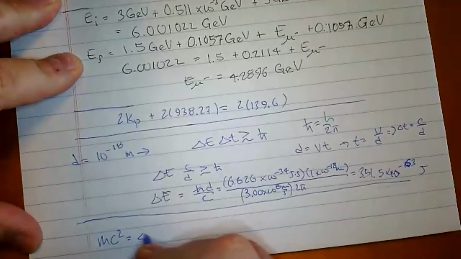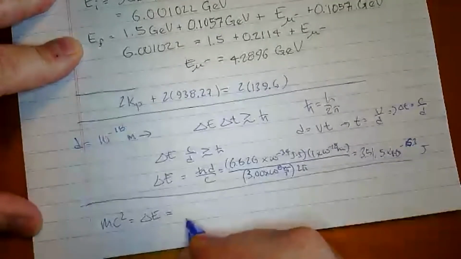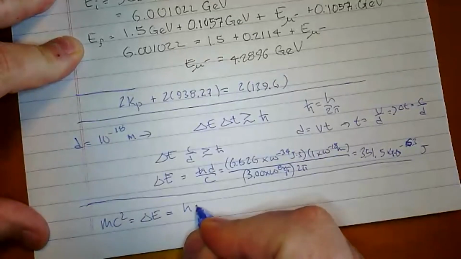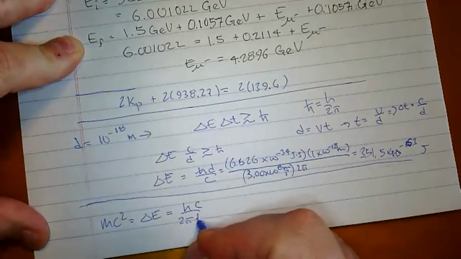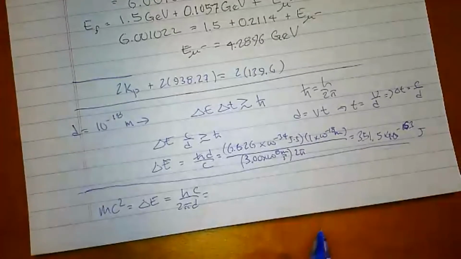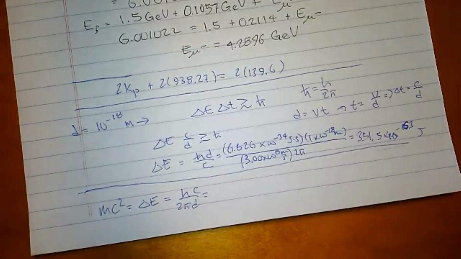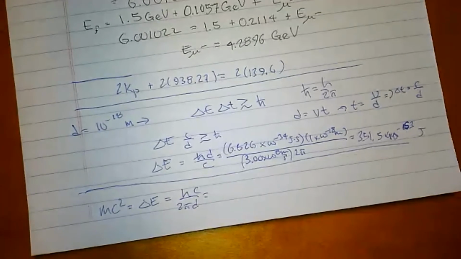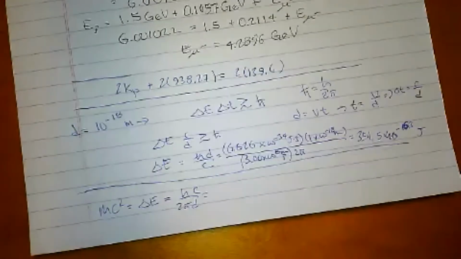mc squared equals delta E is equal to, that was the problem, hc over 2 pi d. In other words, I did it right initially, but that whole algebra made me mad. Because I had d over c instead of c over d. So now we can work that out. Let me work out the numbers. I'm just going to put this and this in a different order.